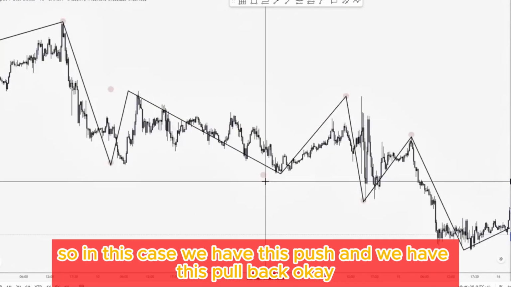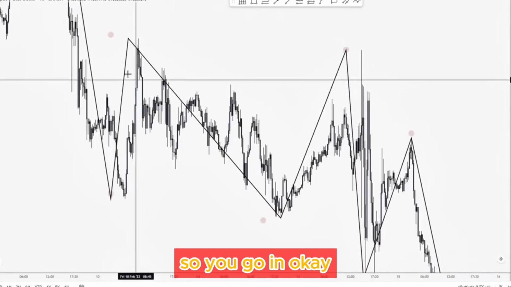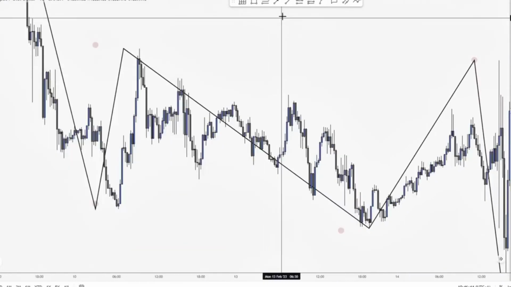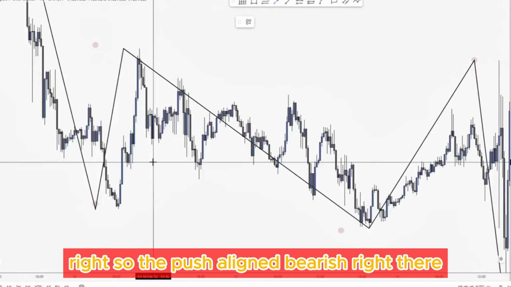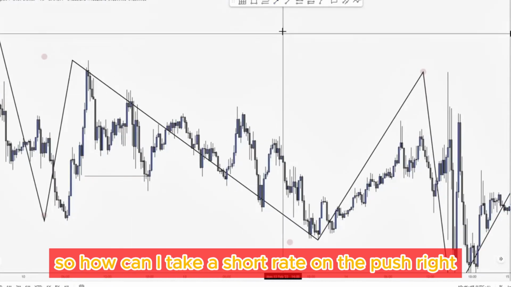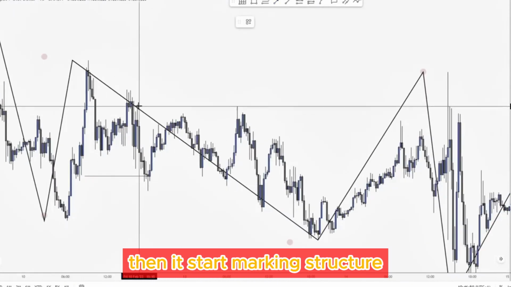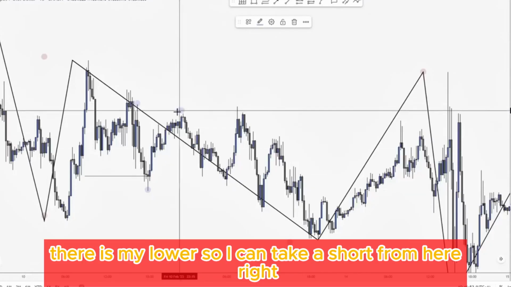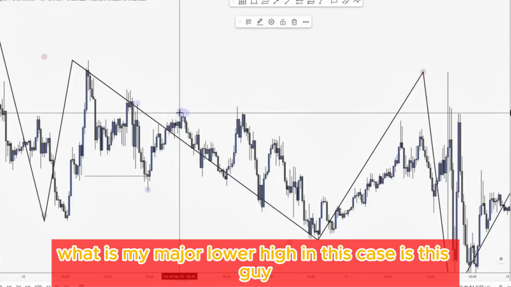So in this case, we have this push and we have this pullback. You go on, okay, how did the push happen? The push aligned bearish right there. So how can I take a short trade on the push? Then you start marking structure. Well, there's my lower high, there's my lower low. I can take a short from here. What is my major lower high?